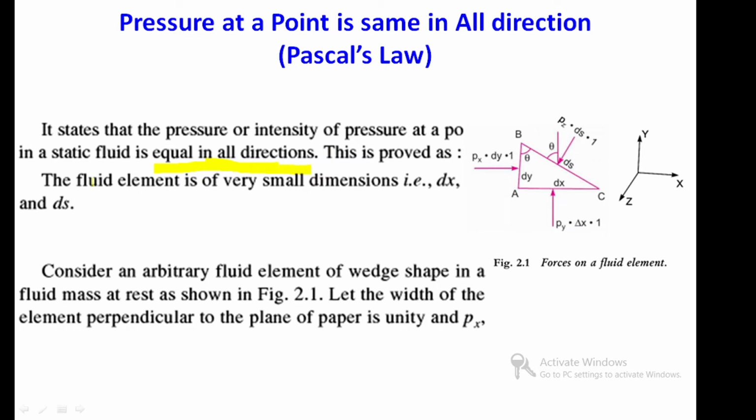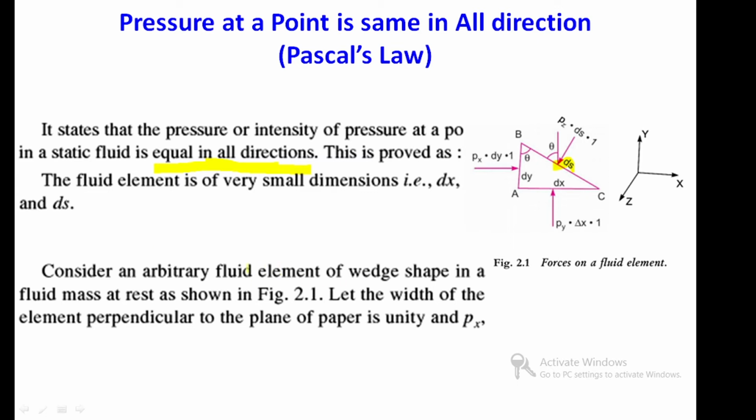This is proved as follows. The fluid element has very small dimensions, dx and ds. Consider this is a fluid element, with dimensions dx and ds. dx is the thickness, right? ds is here.